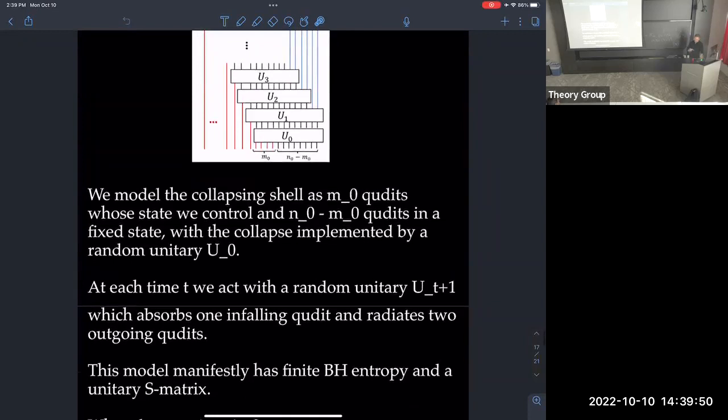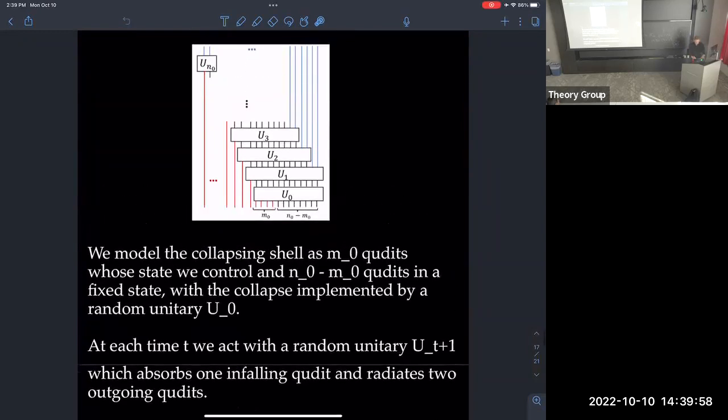And this model manifestly has a finite black hole entropy, it's a finite number of qubits, and a unitary S matrix, because the time evolution here is just a bunch of unitaries that we've acted.